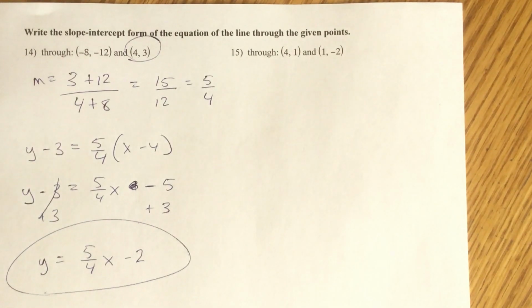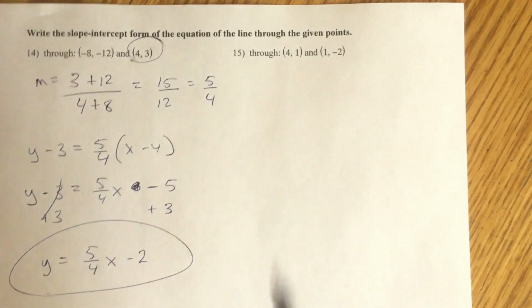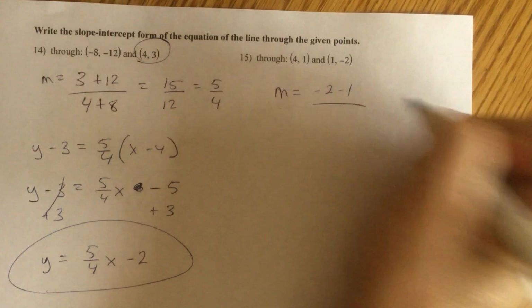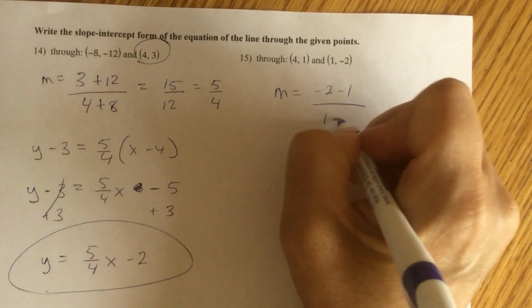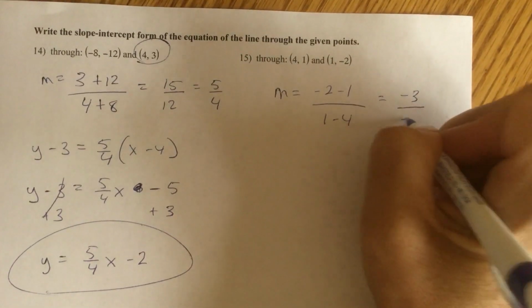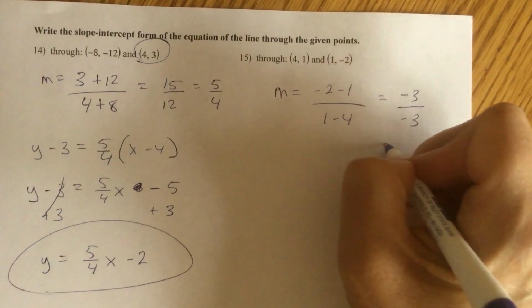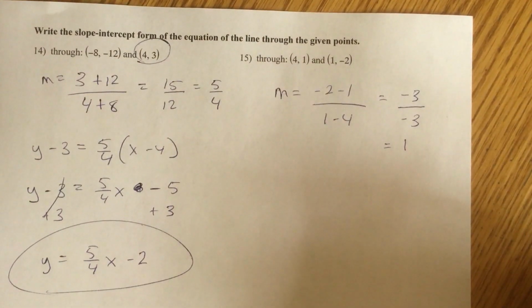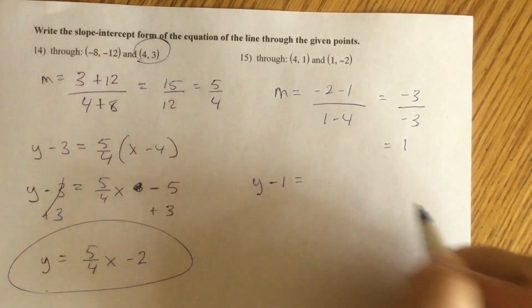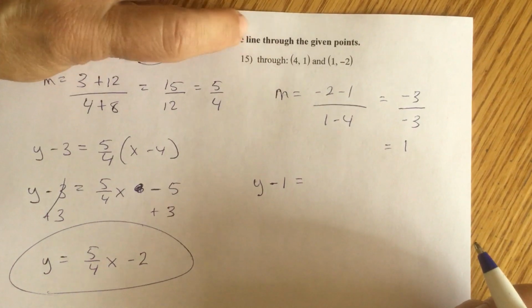So on this one, when I go to find the slope, I have m equals negative 2 minus 1 over 1 minus 4. So I have a negative 3 on top and a negative 3 on the bottom. So I have a positive 1 for my slope. So I have y minus 1 if I use the point 4, 1. Doesn't matter which point you use.